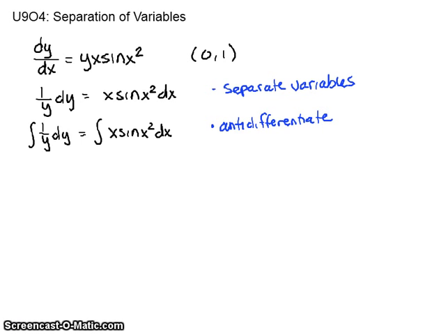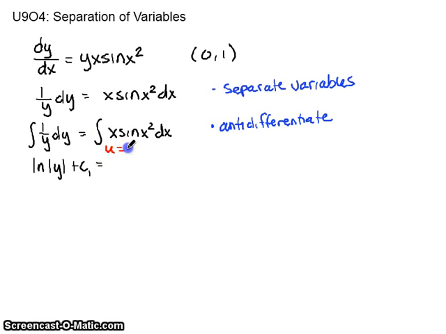The antiderivative of 1 over y dy is going to be the natural log of the absolute value of y plus c, and we're going to call that c1 because we're going to get a c on the other side, and those two c's don't have to be the same thing. For the antiderivative of x sine x squared, we're going to need to use u substitution.